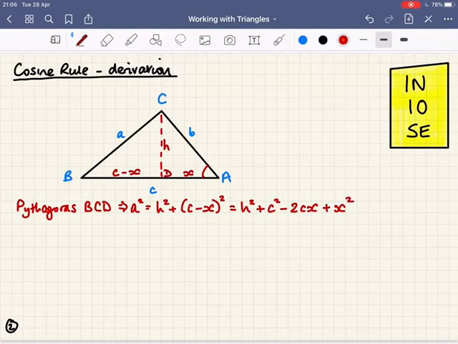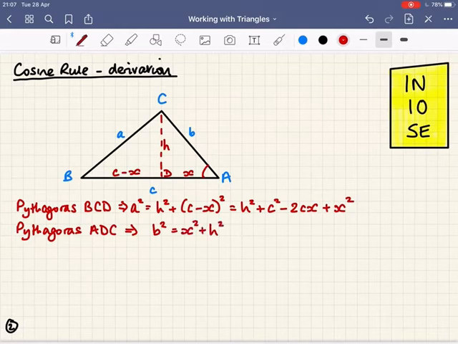So let's take a look at the triangle on the other side. So we'll do Pythagoras again, but this time on the little triangle ADC. And this time Pythagoras is telling us that b squared, there's the hypotenuse this time, b squared is equal to x squared plus h squared. So I can create an expression for h. So h squared must be equal to b squared minus x squared.